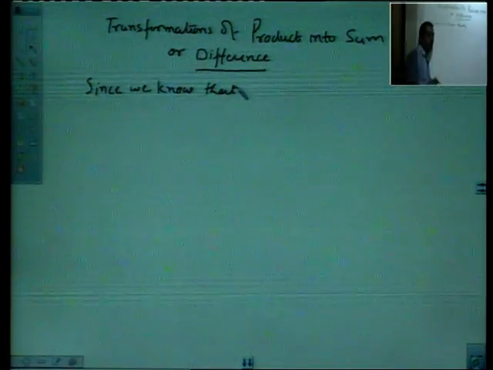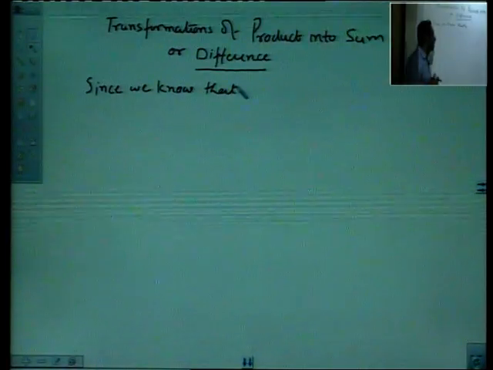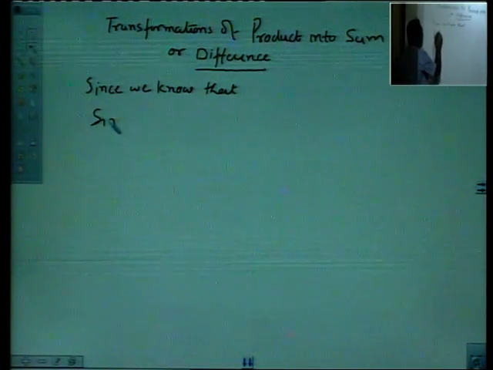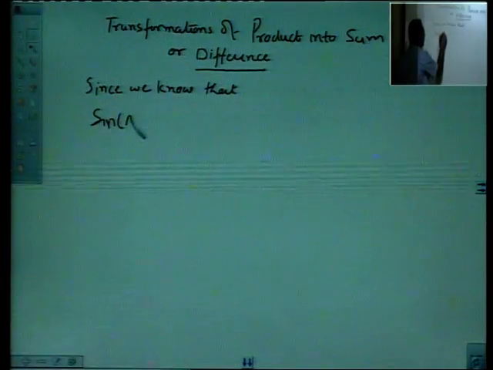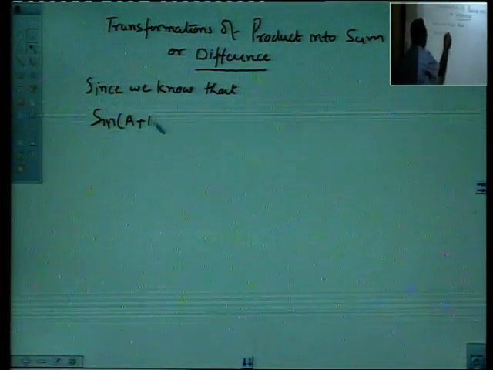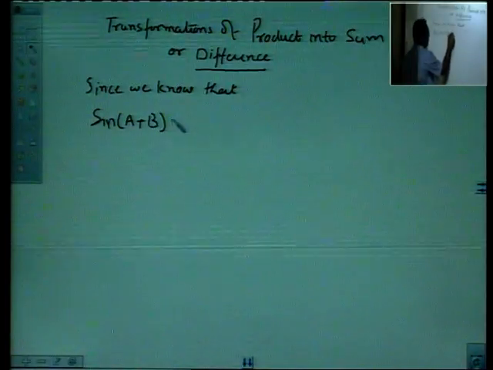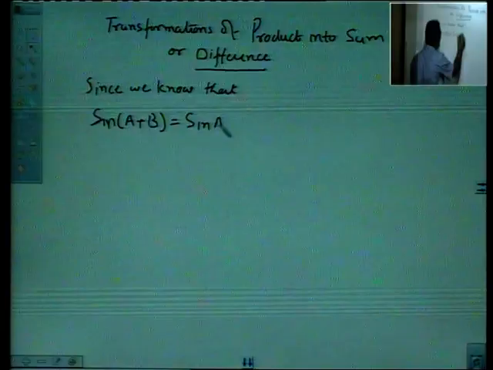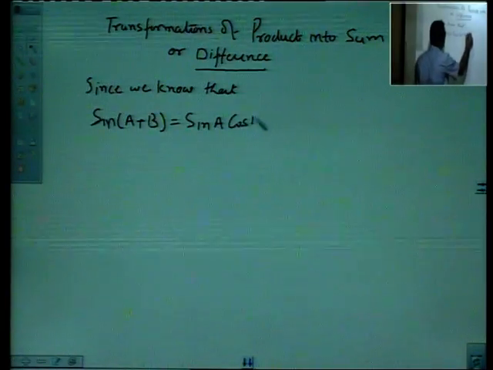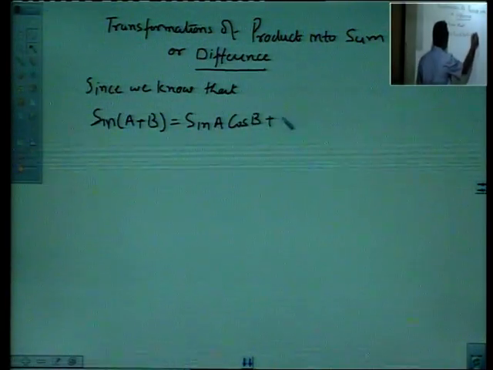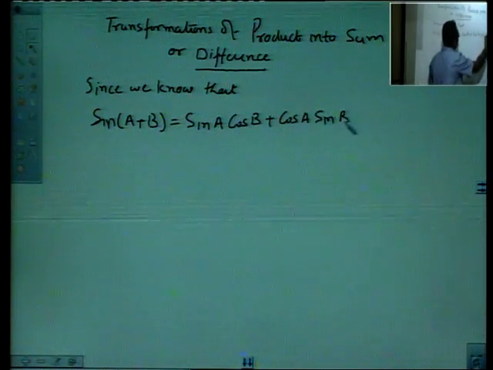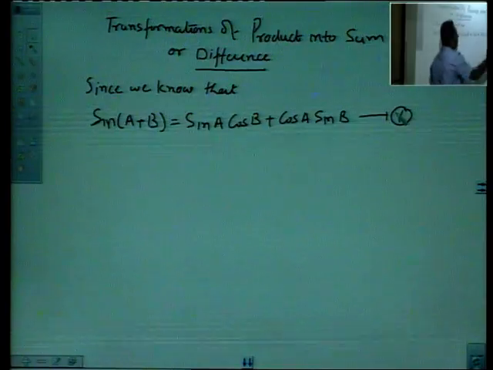I hope you have the idea about sin A plus B and sin A minus B. So, what is the formula for sin A plus B? Sin A plus B is sin A cos B plus cos A sin B. This is a very well known result to you, call this equation number 1.